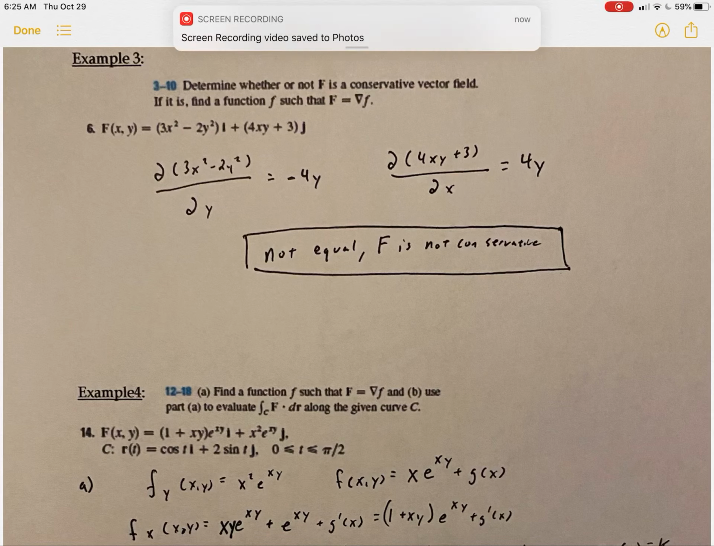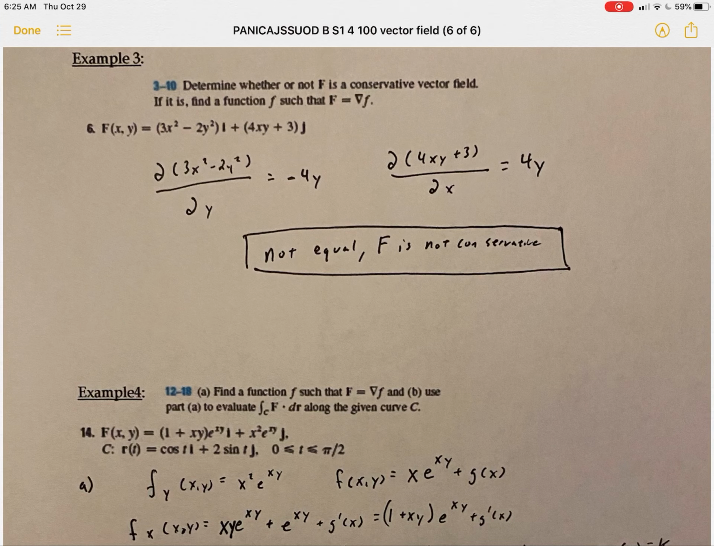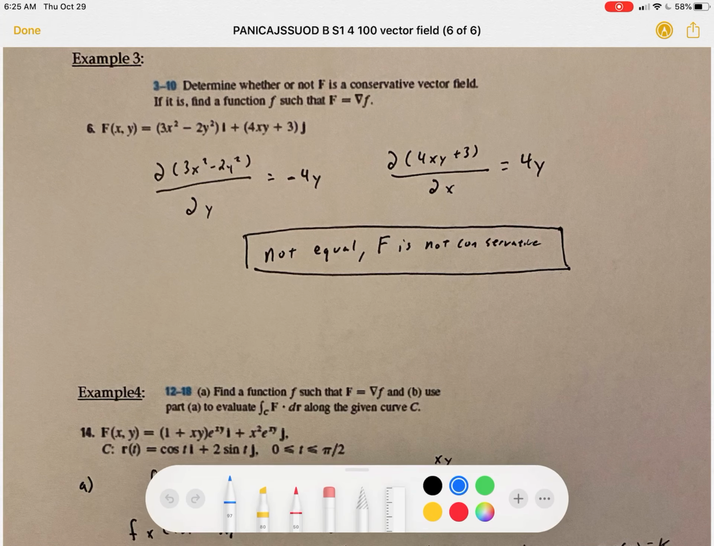Example 3. Determine whether or not F is a conservative vector field. If it is, find a function f such that F is equal to the gradient of f. So again, we're going to use Clairaut's theorem to help. We're going to take the partial of our P, which is 3x minus 2y squared, with respect to y. When we do that, we get negative 4y.